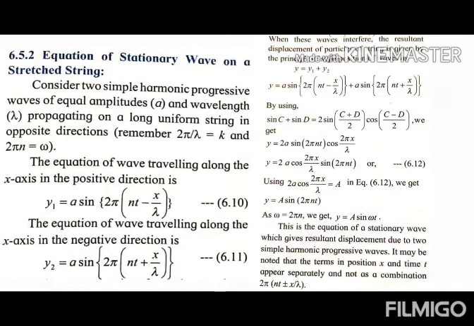Let 2a cos(2πx/λ) = A. Therefore, the above equation becomes y = A sin 2πnt, where ω = 2πn. Therefore, we get y = A sin ωt. This is the equation of a stationary wave, which gives the resultant displacement due to two simple harmonic progressive waves.